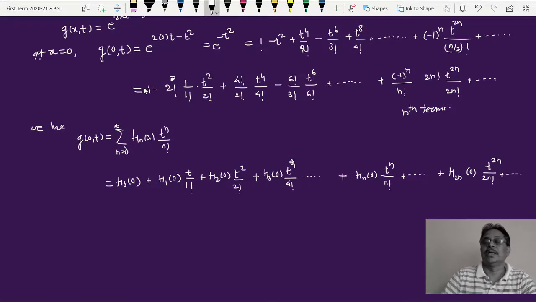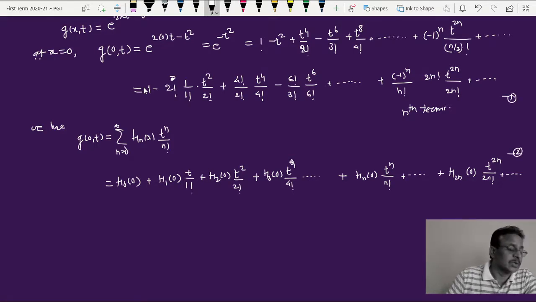Later, look carefully at how each term comes in. So I can call this equation 1 and this equation 2, and just compare these two. So, comparing equations 1 and 2.